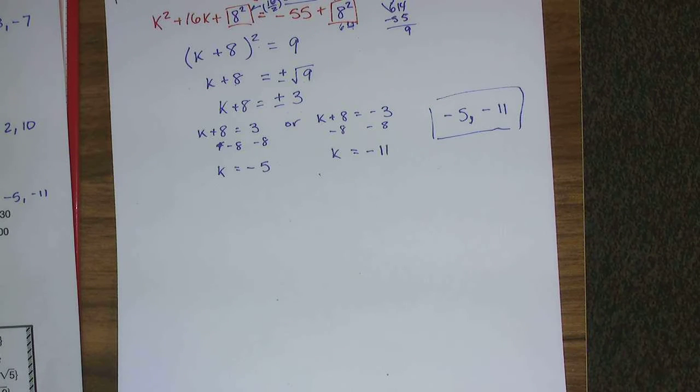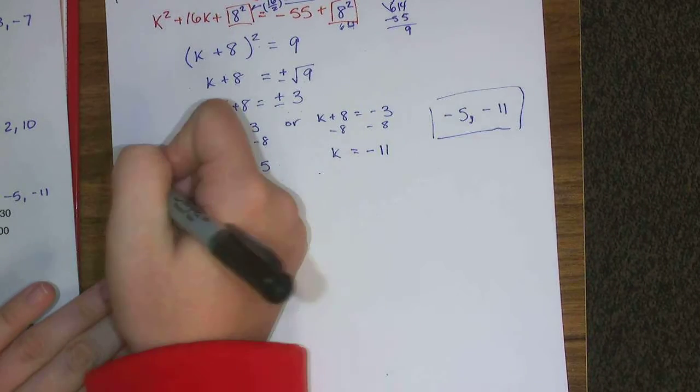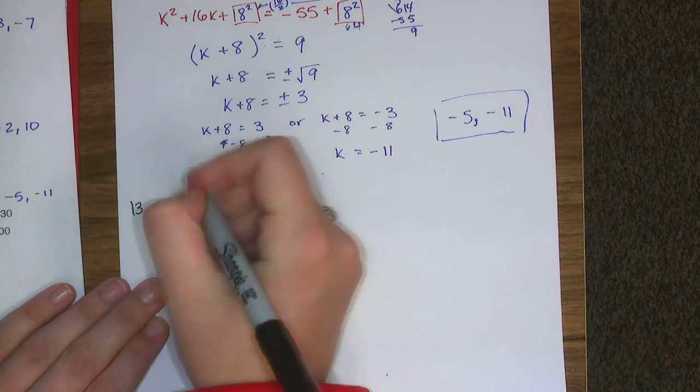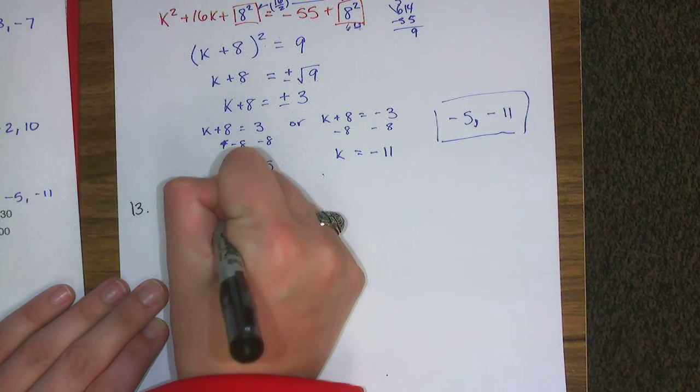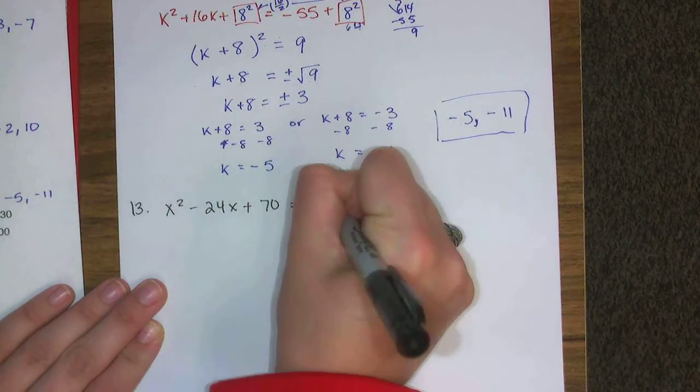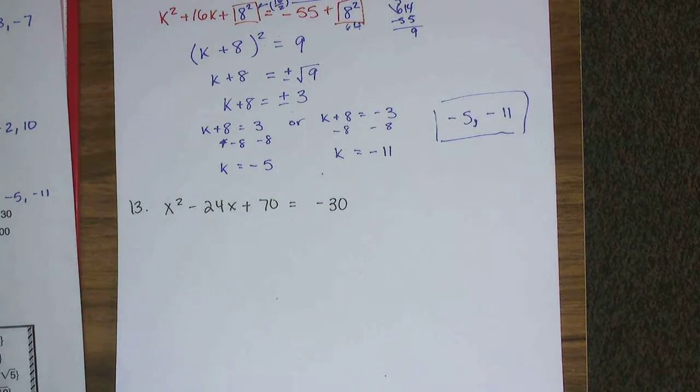Let's do 13. This is going to be the last one. I don't know if I had said there was going to be 2 more or not, but this is the last one now, because I think 13 is a little different. So 13, x squared minus 24x plus 70 is equal to negative 30. Okay, so again, got to move this 70 over by subtracting it.